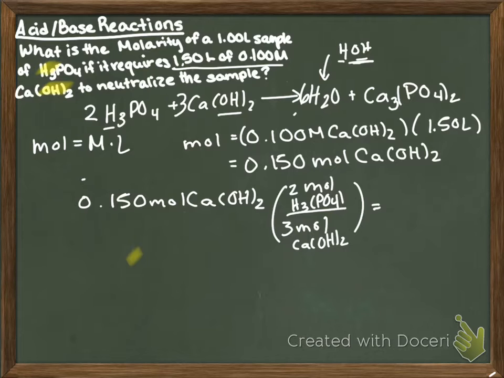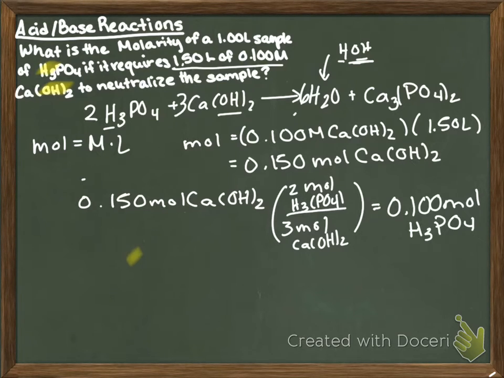Whenever I type this in my calculator, what I'm going to get is 0.100 moles of H3PO4. And I always like it whenever I get nice even numbers like that, because it makes my math a lot easier later on. The last thing I need to do, I'm still not quite on my answer because it's asking me for molarity of the acid.